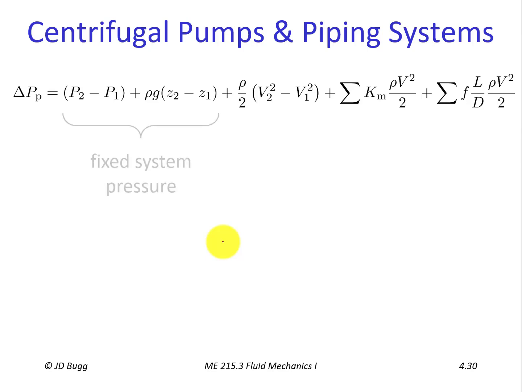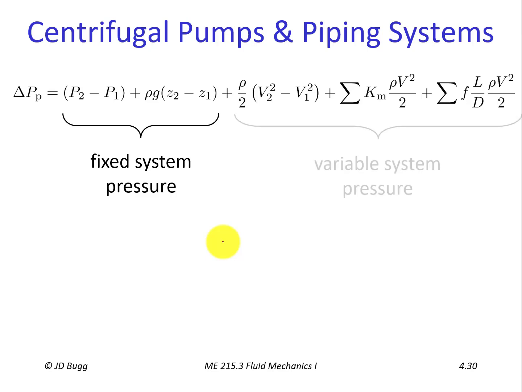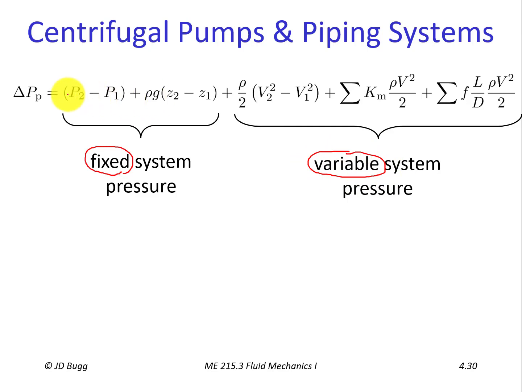So the first two terms here are called the fixed system pressure, and the rest of the terms combined together are called the variable system pressure. So these are two very important terms in this section of the course. Now I want to make sure we understand what we mean by fixed and variable. If you take a look at these two terms, you say, well, why are we calling this fixed? These elevations could change. If we changed our piping system, changed the elevation of the exit or the inlet, this is certainly not fixed. Well, it's not fixed in that sense.